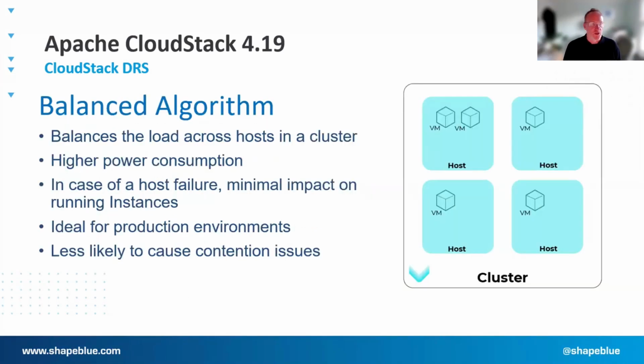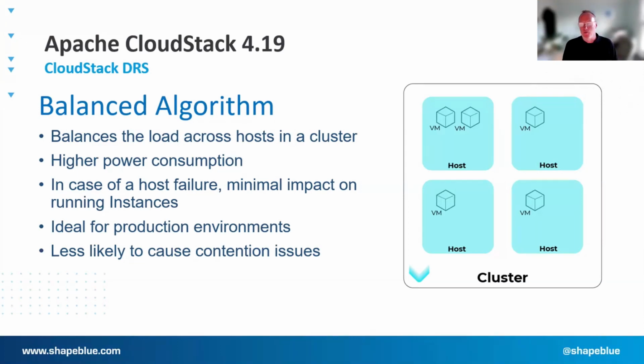Why would you use those two different ones? Well, balancing is about spreading the load. It's about increasing or reducing contention issues. It's about giving yourself effectively a little bit more distribution from an HA viewpoint. But obviously the downside of balance is you're using more hosts and you're using more power in those hosts.